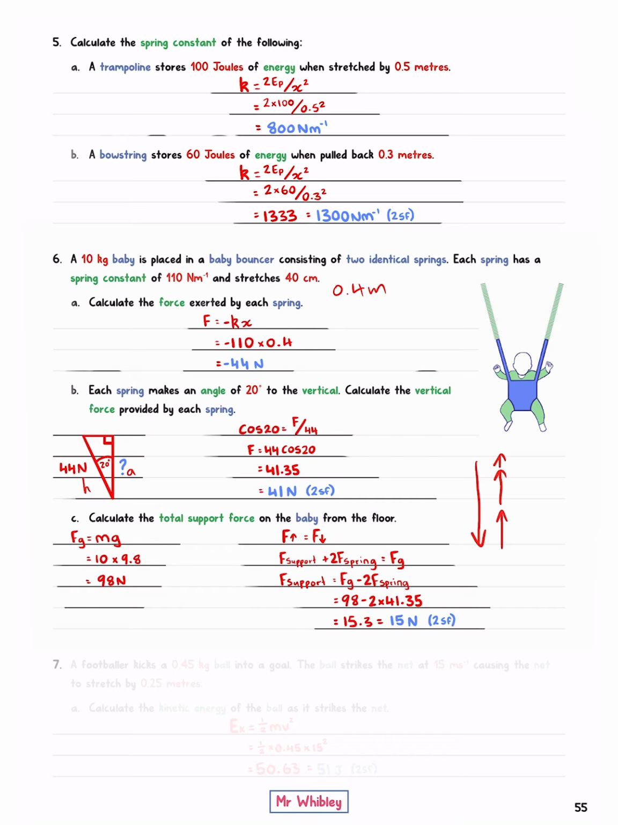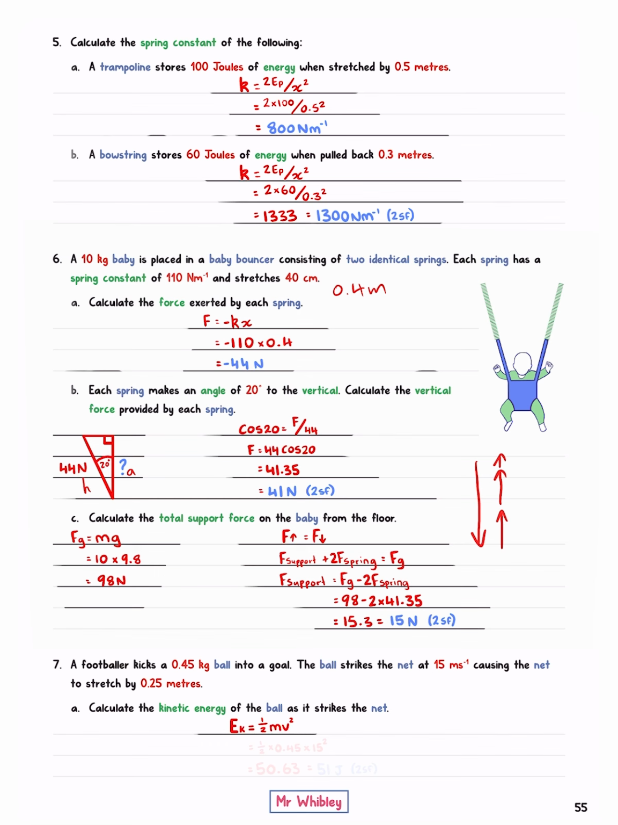Question 7. A footballer kicks a 0.45 kilogram ball into a goal. The ball strikes the net at 15 meters per second, causing the net to stretch by 0.25 meters. Calculate the kinetic energy of the ball as it strikes the net. We can start with our kinetic energy equation, where we know the mass and we know the velocity. That gives us 50.63 or 51 joules to two significant figures.